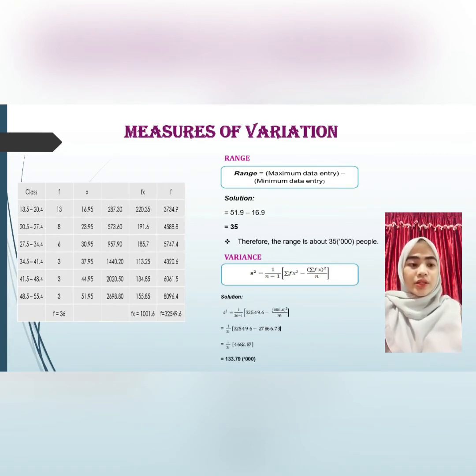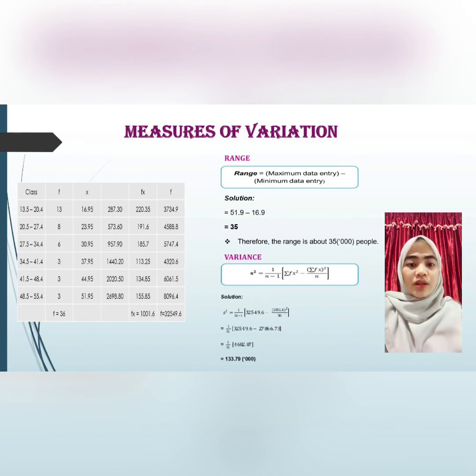I want to present my part, which is measure of variation. Measure of variation is a measure of central tendency, which is some parameters that attempt to describe the amount of variation between random variables. There are three types of parameters that are commonly used, which are range, variance, and standard deviation.